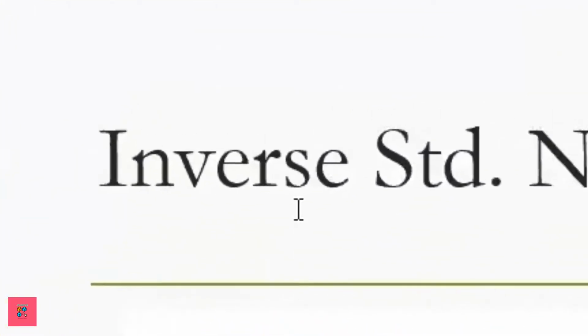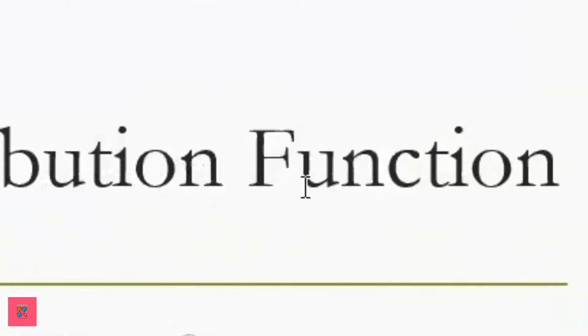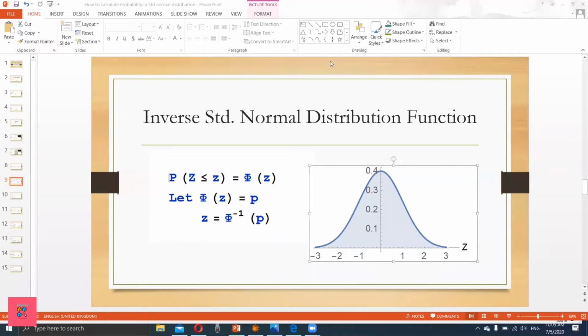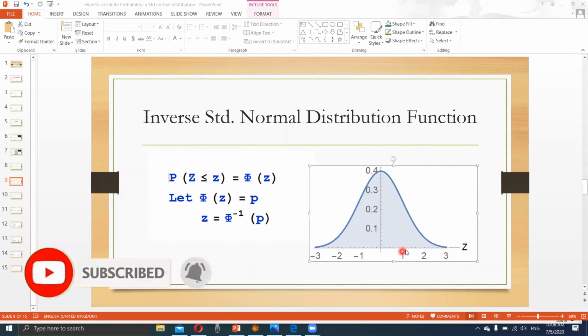Today's topic is inverse standard normal distribution function. This is the curve of the standard normal distribution, in which you can see that the mean of the standard normal distribution lies at 0, and 0 is in the center of the curve. The peak of the curve exists at the mean, and mean is 0. The left hand side always has the negative values, and the right side has positive values. This is a scale of the standard normal variate z.